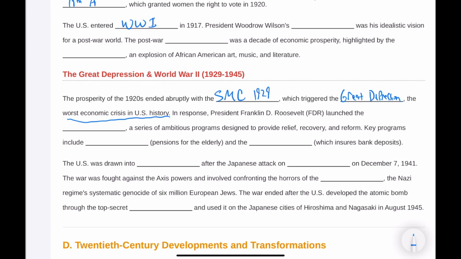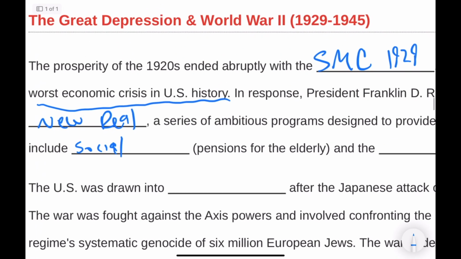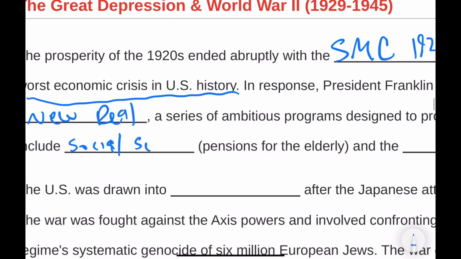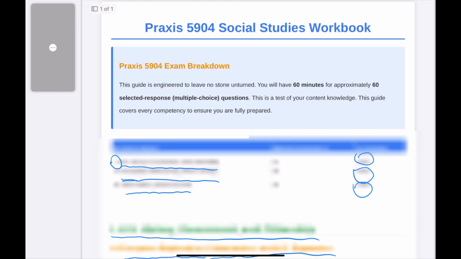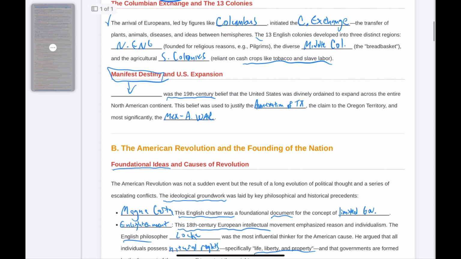In response, FDR launched the blank. Remember, he launched the New Deal, a series of ambitious programs designed to provide relief, recovery, and reform. Key programs here included, blank. If I see pensions, that would be Social Security, as well as blank, which was, let's go back here.